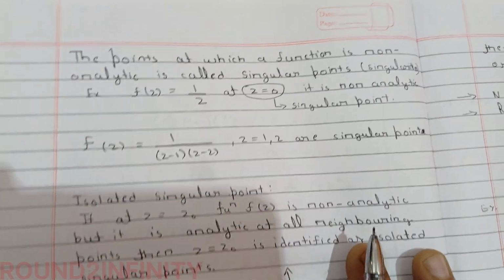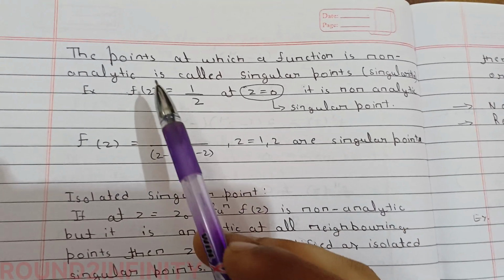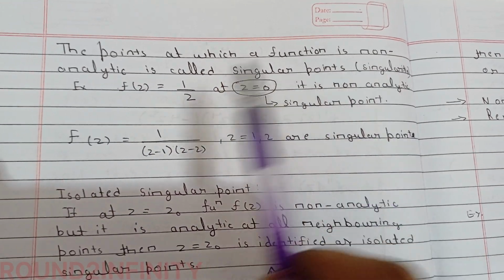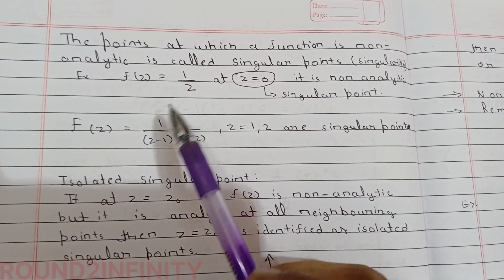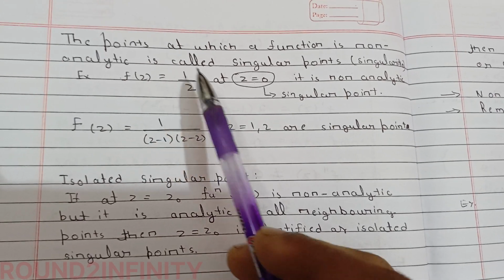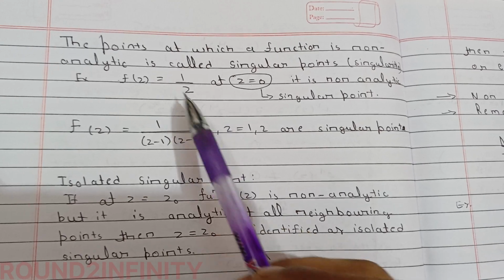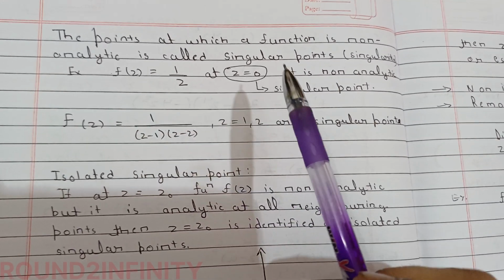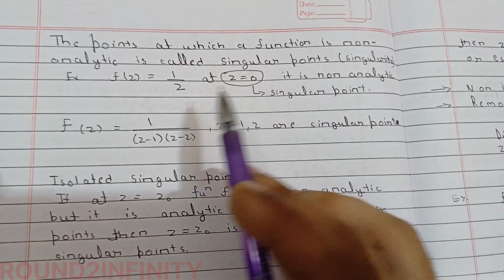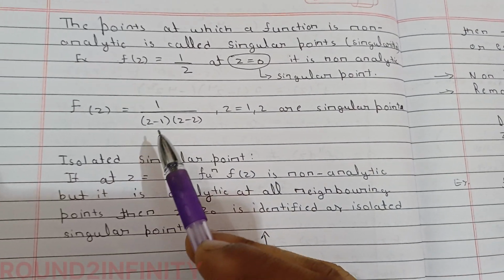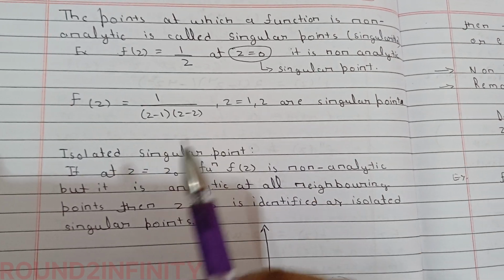Now we will talk about the singularities. So singularities are defined for a non-analytic function. So these are the points at which a function is non-analytic, called singular points. Like you have f(z) = 1/z. So at z = 0, this function is diverging. So at z = 0, this function is non-analytic. So this is called the singular point. z = 0 is the singular point for this function. Same if f(z) = 1/((z - 1)(z - 2)), then z = 1, z = 2 will be singular points for this function.